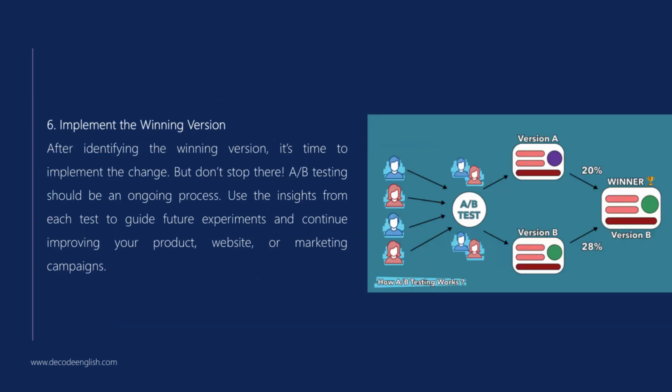6. Implement the winning version. After identifying the winning version, it's time to implement the change. But don't stop there. A/B testing should be an ongoing process. Use the insights from each test to guide future experiments and continue improving your product, website, or marketing campaigns. Key takeaway: implement the winning version and continue to test and optimize other elements for continuous improvement.